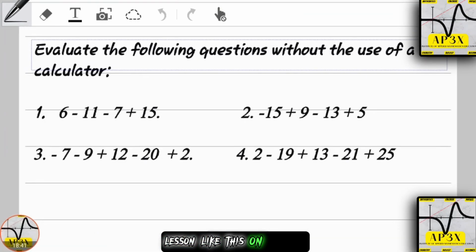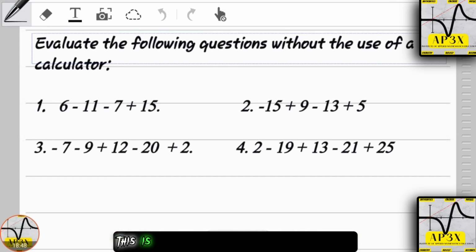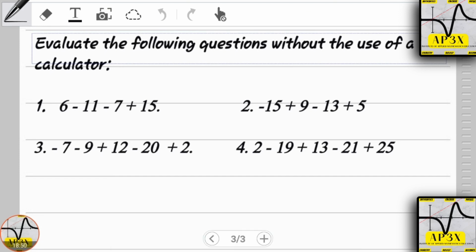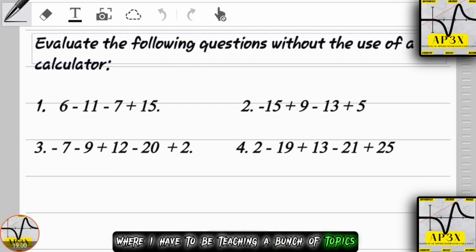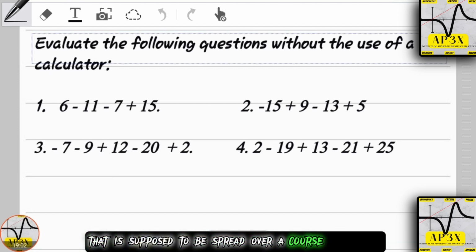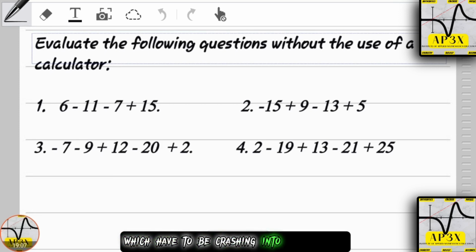Now, as to why I would have taught a lesson like this on YouTube is because I've been teaching math for the better half of 10 years, and in every single one of my years, this is the topic that I've always started with, especially when it comes to CSET math and rebuilding students. I do crash courses in exams where I have to be teaching a bunch of topics that is supposed to be spread over a period of 2 years, which I have to be crashing into 9 months. So these are some fundamental concepts that I have to go through.